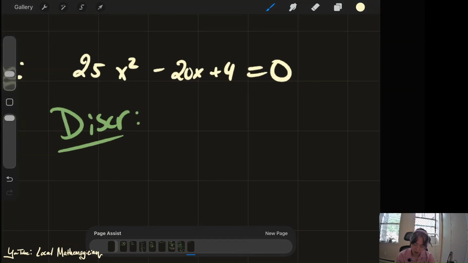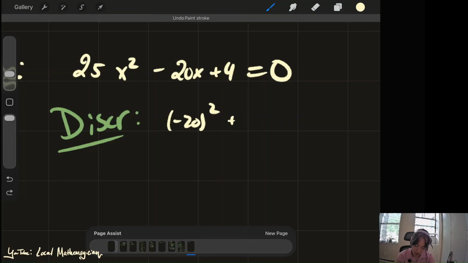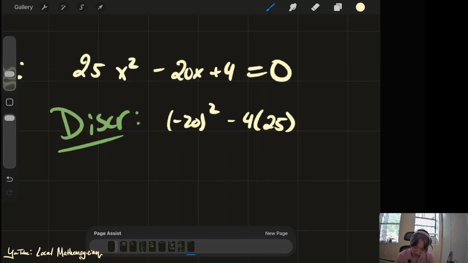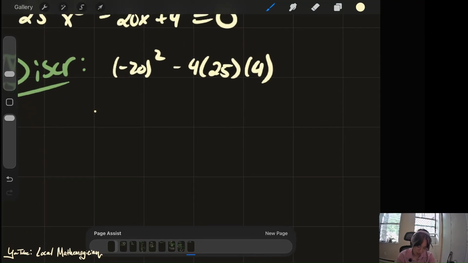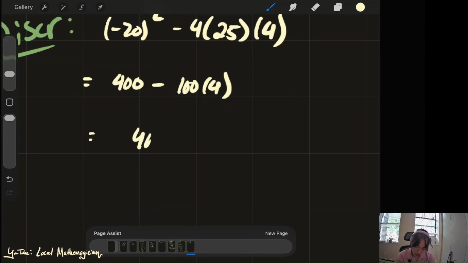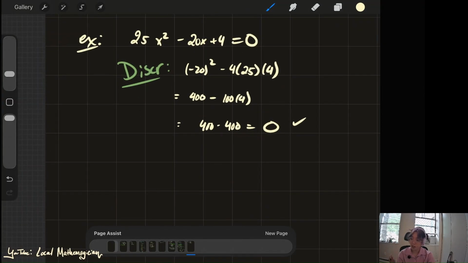So b squared, -20 squared, minus 4ac. -20 squared is 400. And 4 times 25 is 100. And then you multiply by 4, which is 400 minus 400, which is equal to 0. Discriminant equals 0. How many solutions? 1. Okay. Now we can just do the quadratic formula.